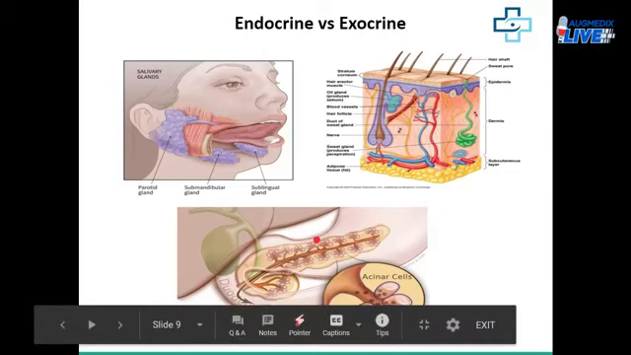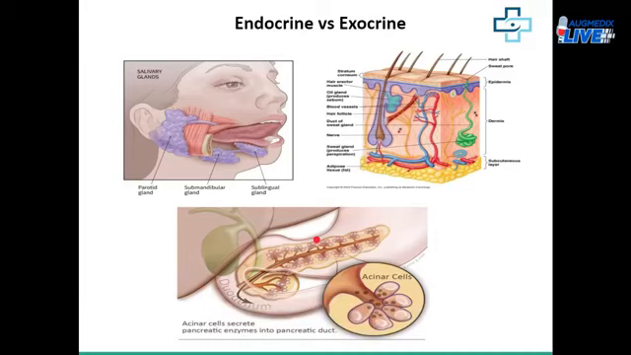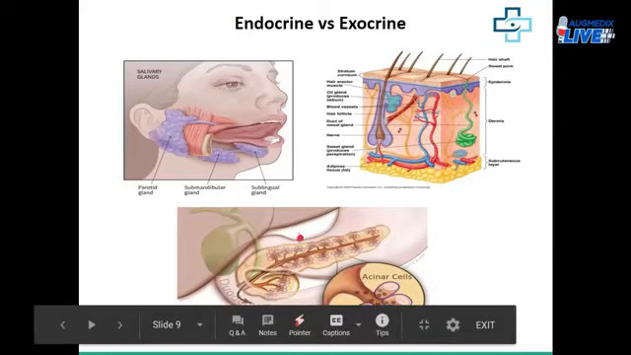So the main difference is that the exocrine gland has a duct, while the endocrine gland doesn't have a duct. Endocrine glands usually release hormones, and exocrine glands usually release chemicals or enzymes.